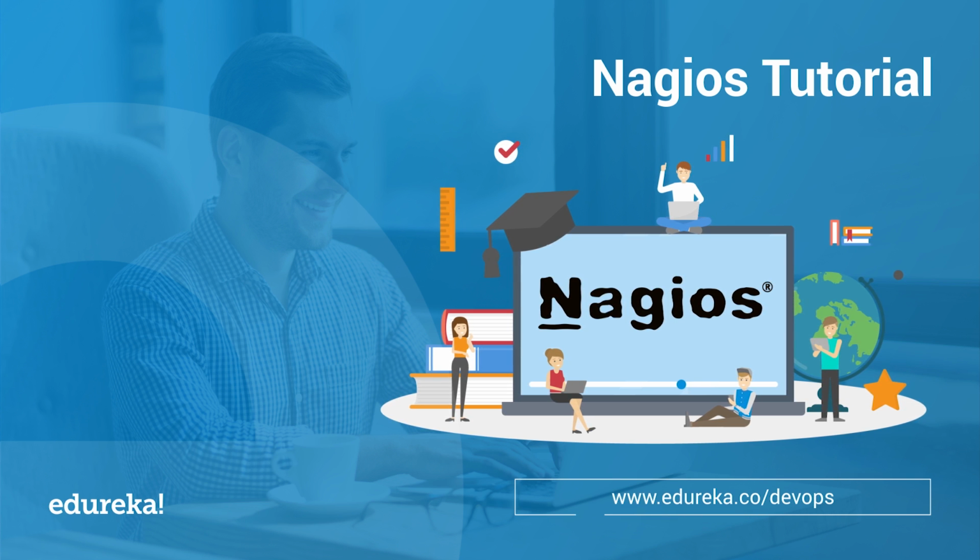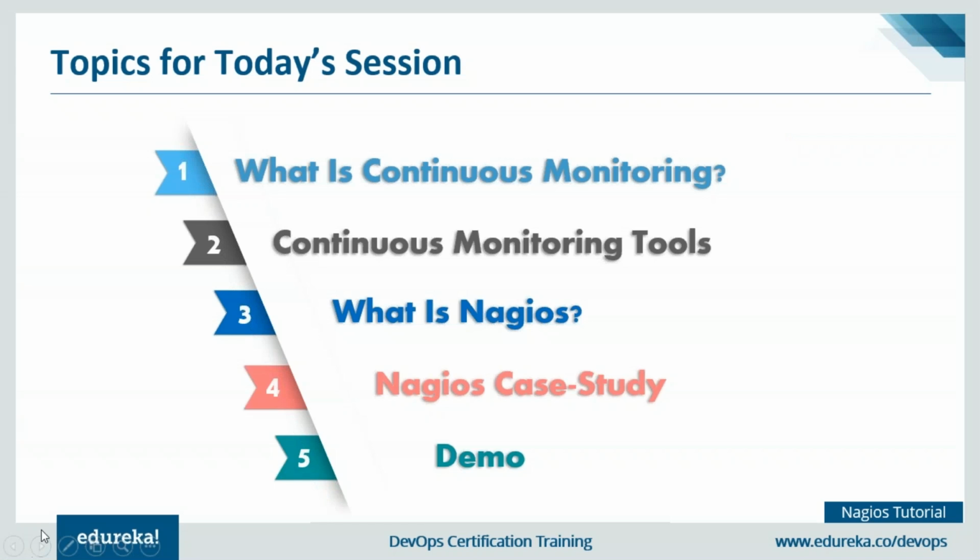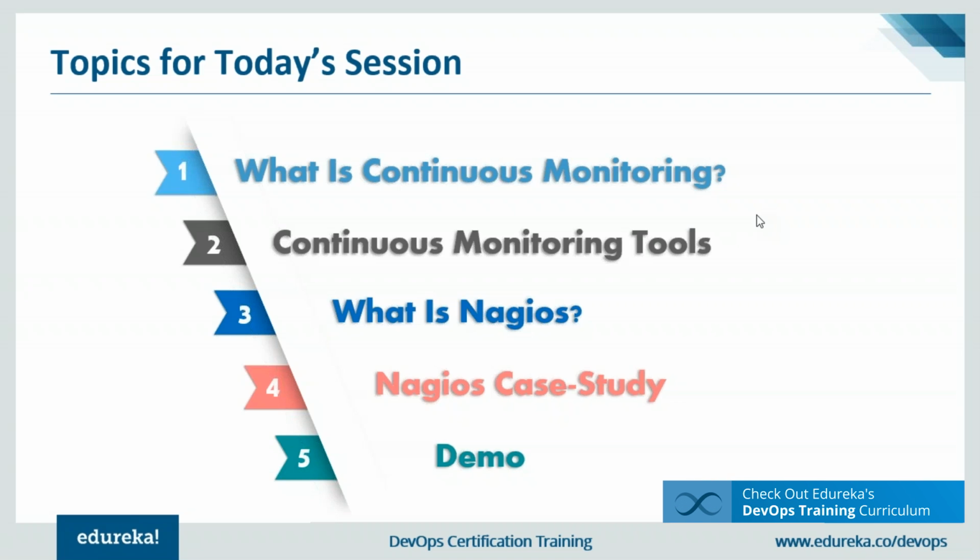So let's move forward and have a look at the agenda for today. So this is what we'll be discussing. We'll begin by understanding why we need continuous monitoring, what is continuous monitoring, and what are the various tools available for continuous monitoring. Then we are going to focus on Nagios. We are going to look at its architecture, how it works. We are also going to look at one case study. And finally, in the demo, I'll be showing you how you can monitor a remote host using NRPE, which is nothing but Nagios Remote Plugin Executor.